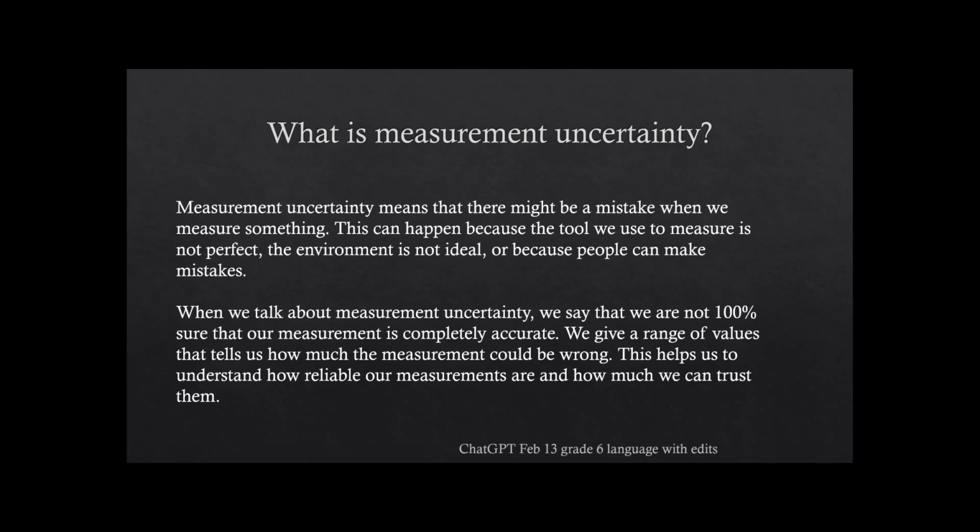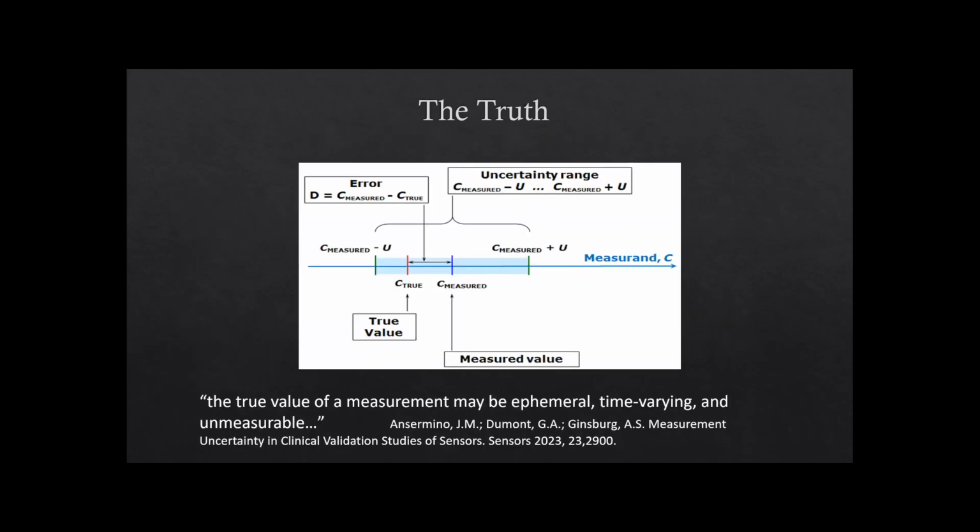Measurement uncertainty means that there might be a mistake when we measure something. This can happen because the tool we use to measure is not perfect, the environment is not ideal, or because people can make mistakes. When we talk about measurement uncertainty, we say that we are not 100% sure that our measurement is completely accurate. We give a range of values that tells us how much the measurement could be wrong. This helps us to understand how reliable our measurements are and how much we can trust them. A little bit edited by me, but I think that's a pretty good summary.